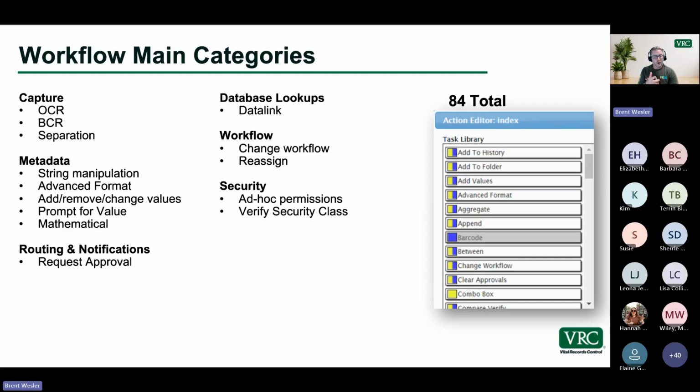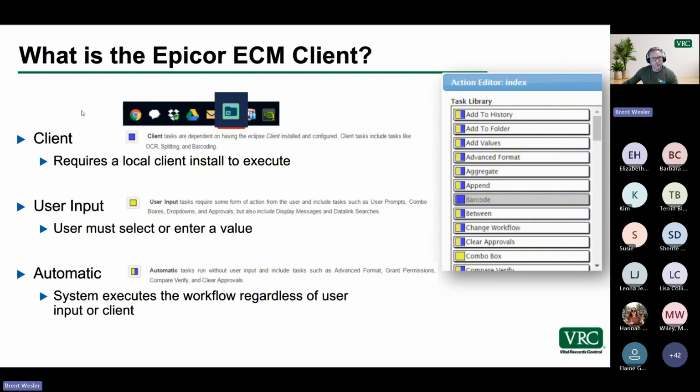If there's a PO number, we do a compare verify, and then we say, hey, there is a PO, so change the workflow to have it go over here. That's super helpful. And again, you have to have that advanced workflow capability. Some local stuff: you're going to see a blue cube next to that. It means that the client needs to be present to execute those tasks.